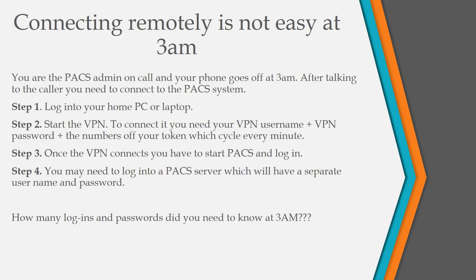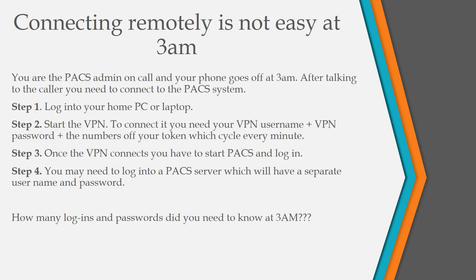So, think about this. Connecting remotely is not easy at 3 a.m. You are the PAX admin on call. Your phone goes off at 3 a.m. After talking to the caller, you need to connect to the PAX system. So step one, you're going to need to log into your home PC or laptop. Hopefully your home PC is relatively secure. It has a password on it. Then you're going to need to start up the VPN.